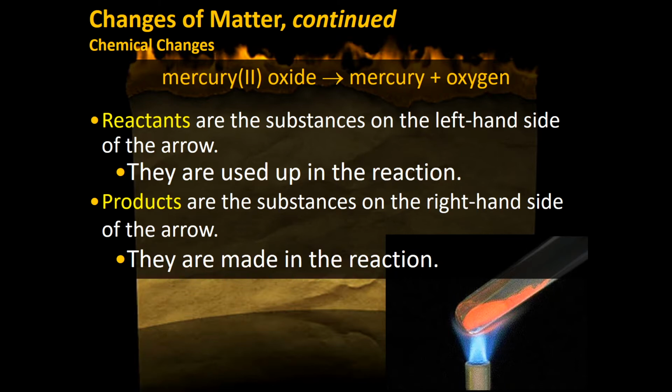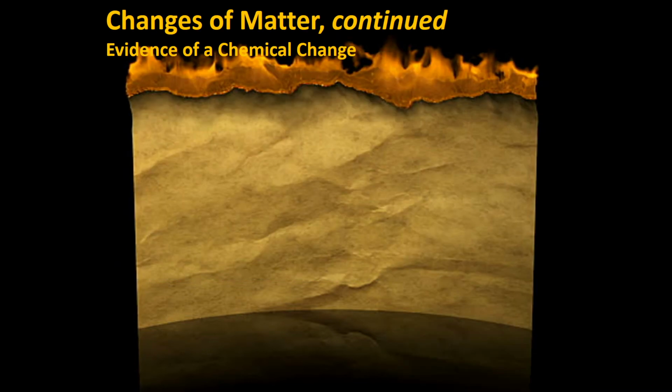So you can have one chemical, such as mercury II oxide, break up into mercury and oxygen, or you can have hydrogen and oxygen come together to combine to make water. Hydrogen and oxygen would be your reactants. Water would be the product being made.